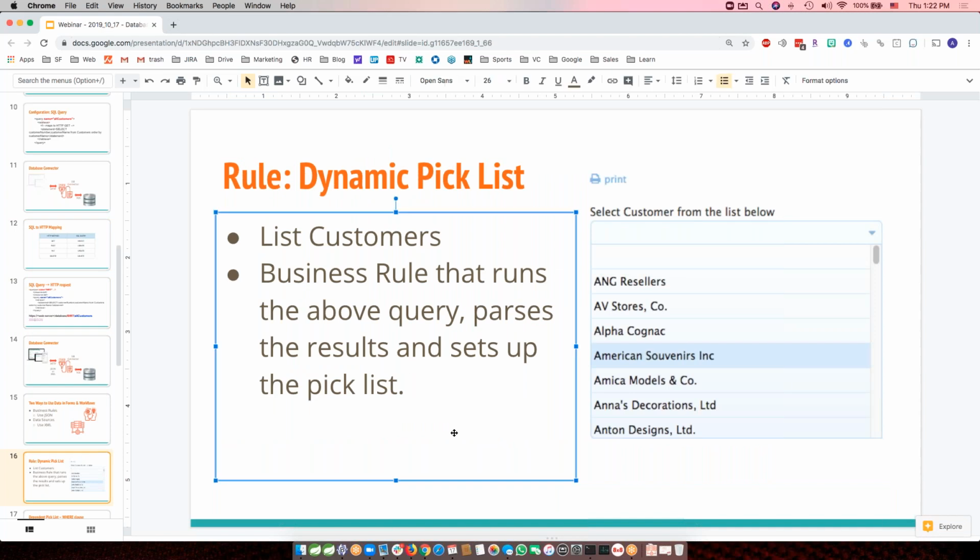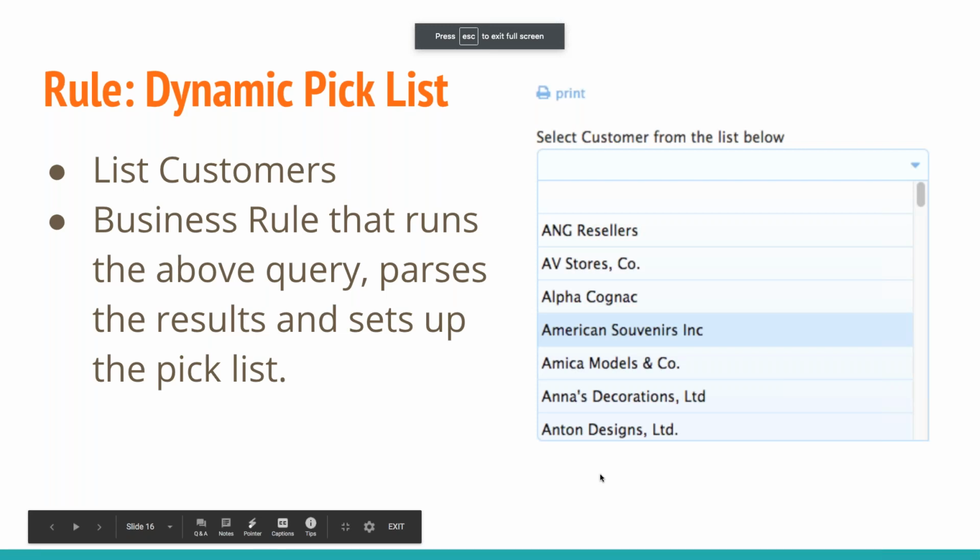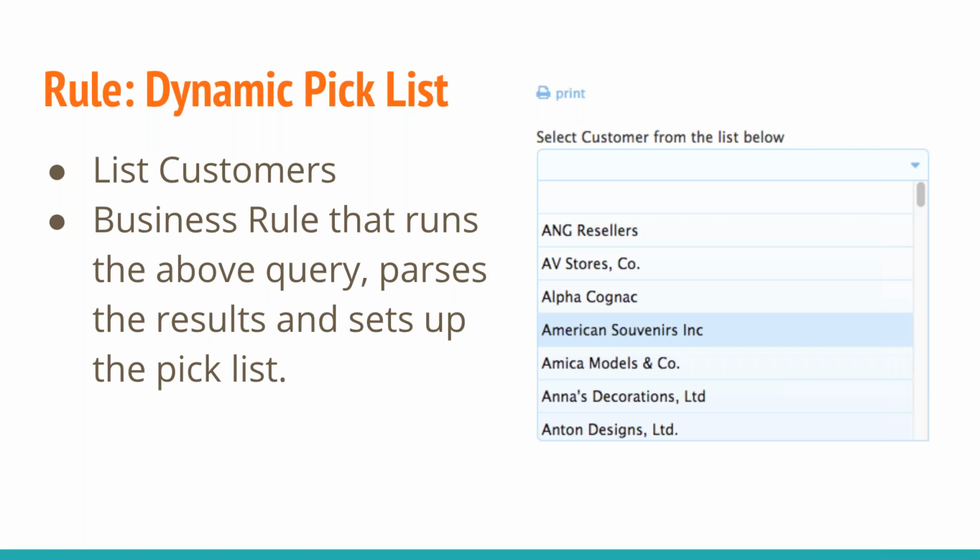So that's one of the most basic things you can do, but also one of the most common, most popular and powerful things you can do with frevvo. Once set up, this pick list is always going to run a SQL query, and you're always going to have the latest information.